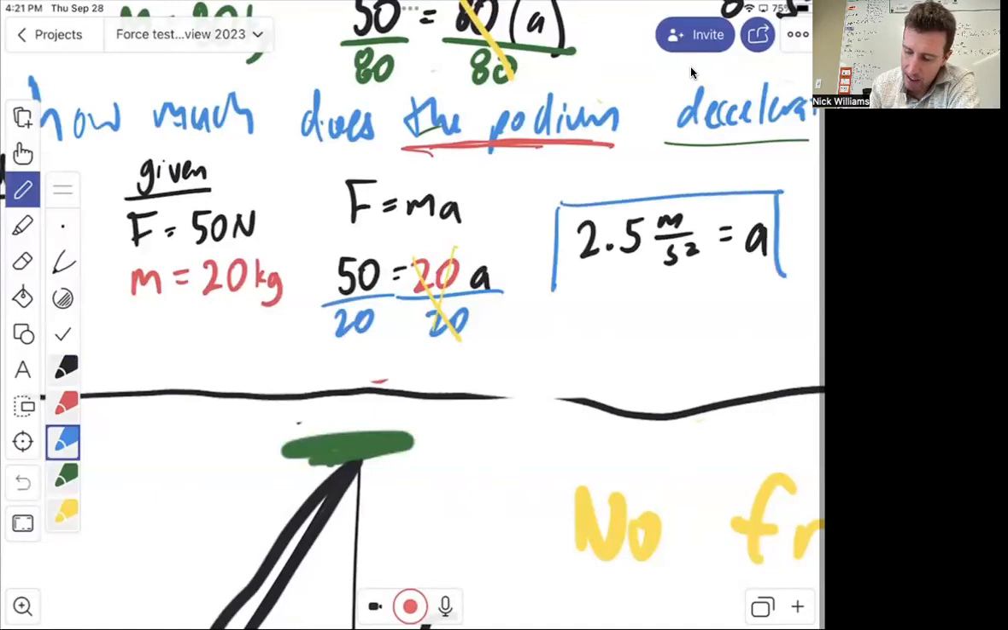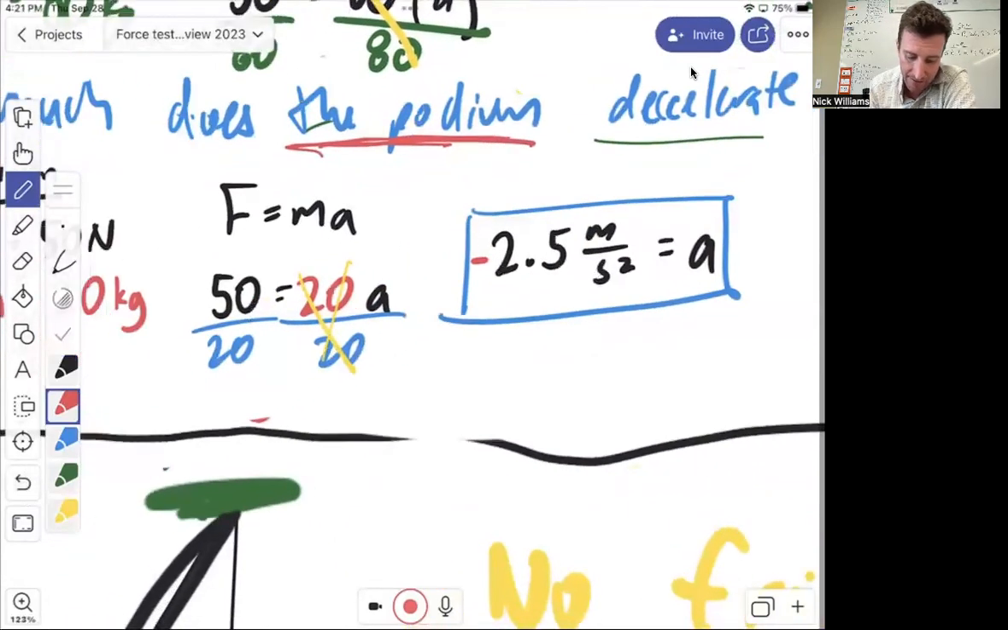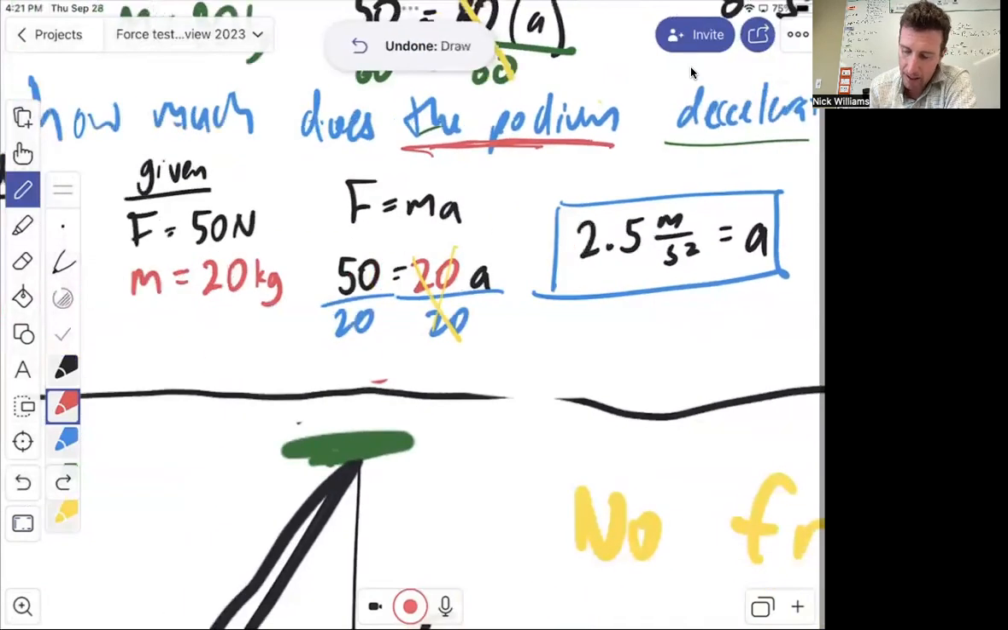So I'm going to have a deceleration of 2.5 meters per second squared. If you prefer, because this is slowing down, we could also call it a negative 2.5 meters per second squared of acceleration. But since the question was asking for a deceleration, it already knows that it's slowing down, so I don't have to include that negative sign.